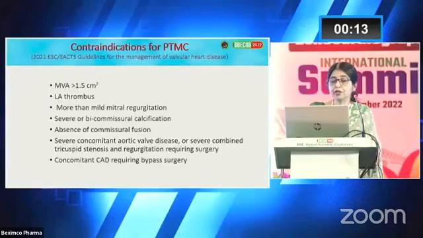So there are some contraindications for PTMC: when valve area is more than 1.5 centimeters square, when there is LA thrombus, more than mild mitral regurgitation, severe or bicommissural calcification, absence of commissural fusion, when there is severe concomitant other valve disease, and concomitant CAD requiring bypass surgery.